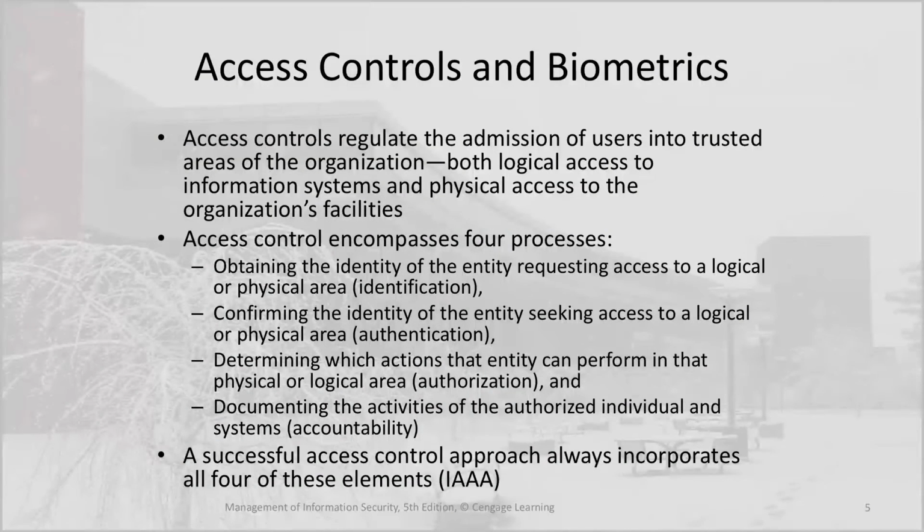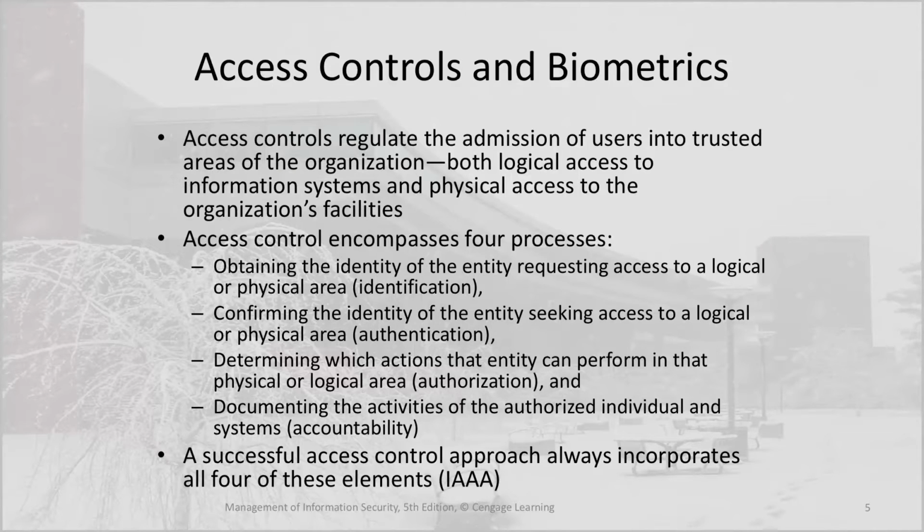Access controls regulate the admission of users into trusted areas of the organization, both logical access to information systems and physical access to the organization's facilities. Access control encompasses 4 processes. First is obtaining the identity of the entity requesting access to a logical or physical area. This is called identification.